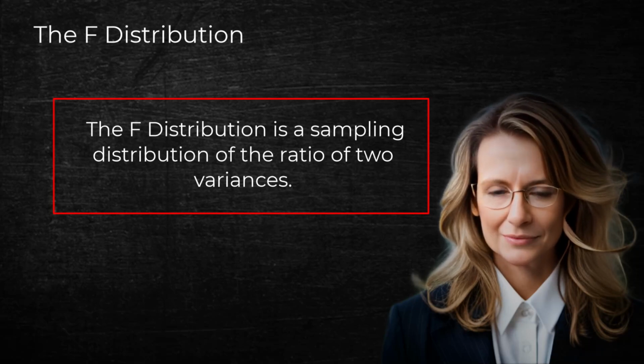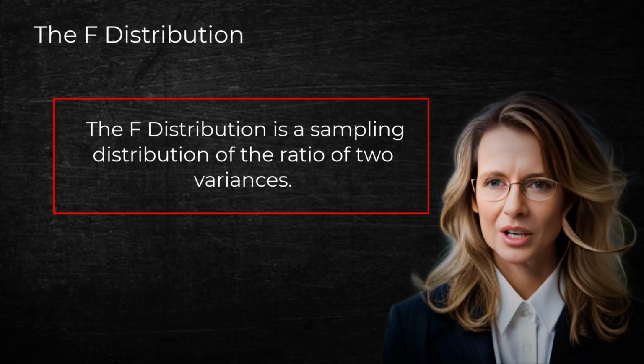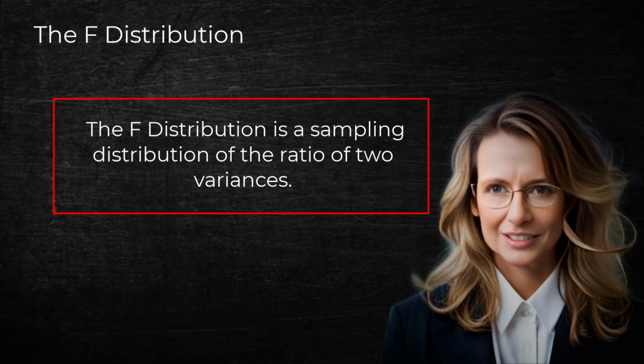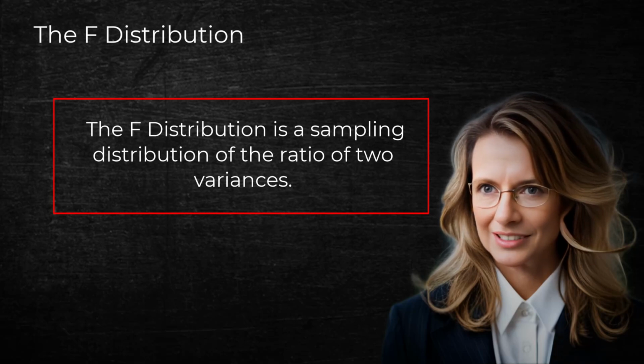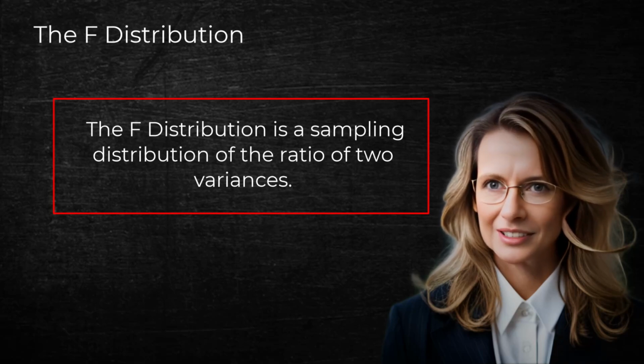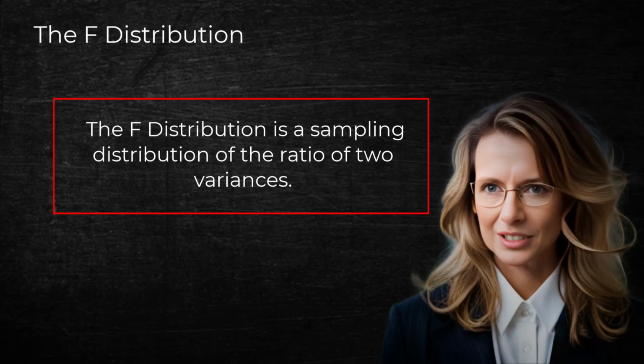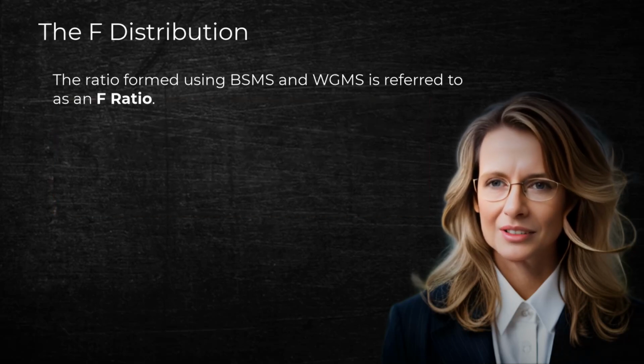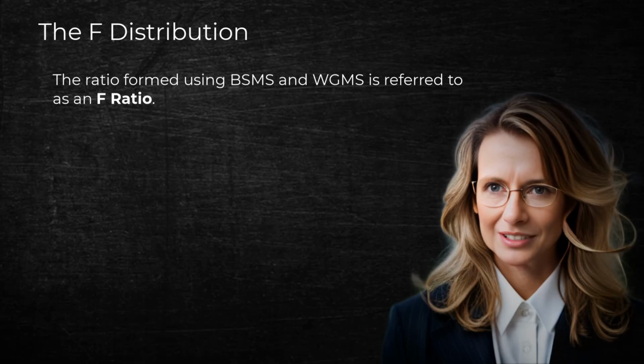The difference in this case is that we are interested in the ratio of two sample variances instead of the sample means. Because we are interested in determining if the ratio of the between groups mean square to the within groups mean square is statistically significantly different from 1, we can use the characteristics of the F distribution to make that determination. The ratio that we form using the between groups mean square and the within groups mean square is referred to as a F ratio.